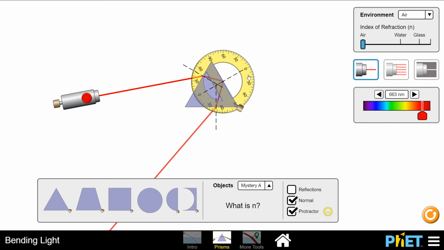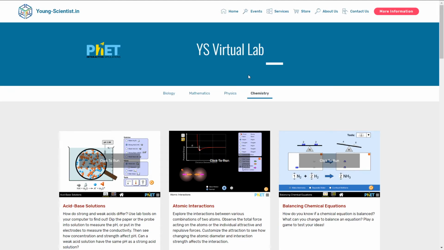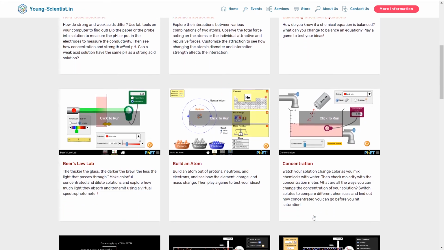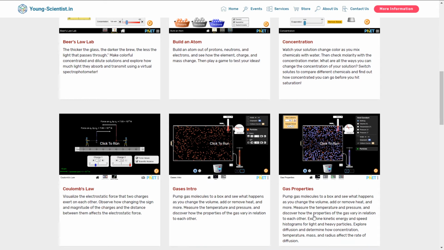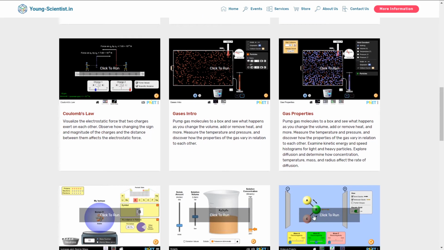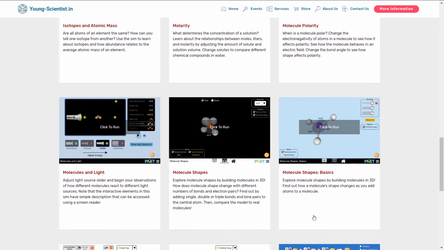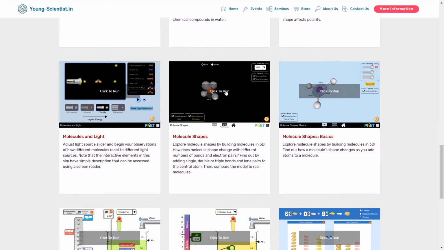Let's take a look at what we find under chemistry. There are simulations on acid-base solutions, atomic interactions, balancing of chemical equations. You can build an atom, verify Coulomb's law. There is a molarity calculator, and my favorite, molecule shapes.